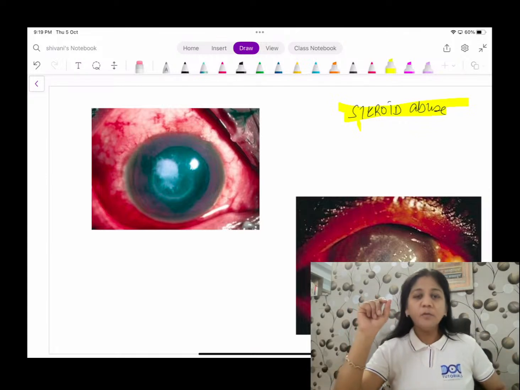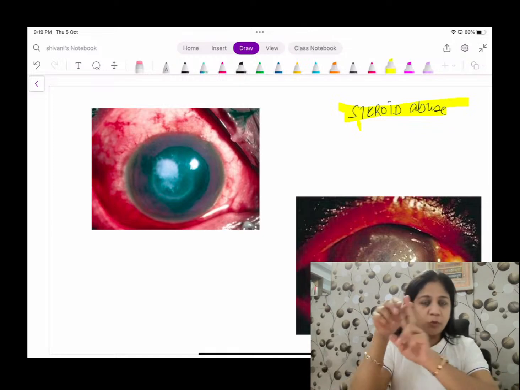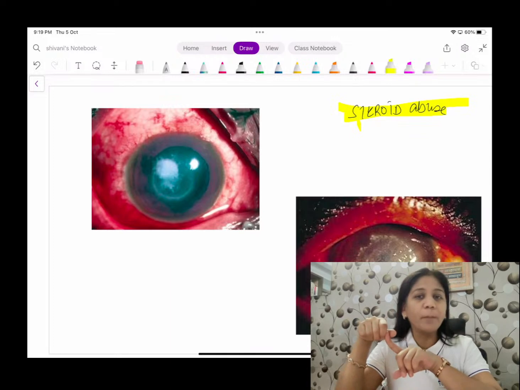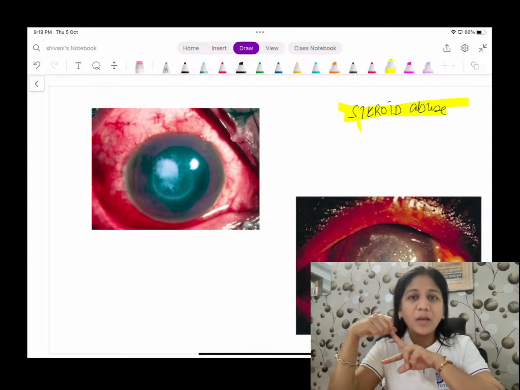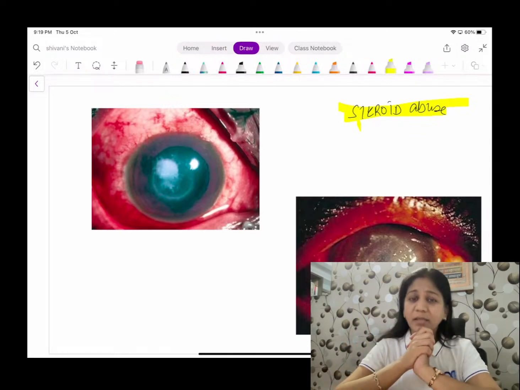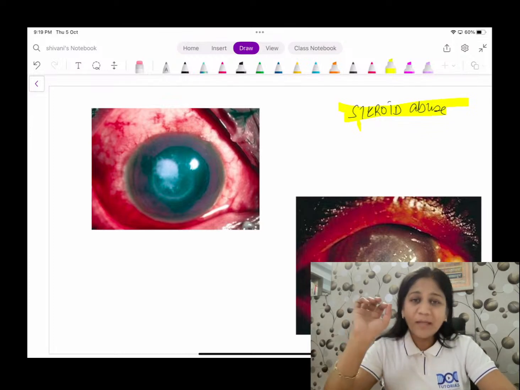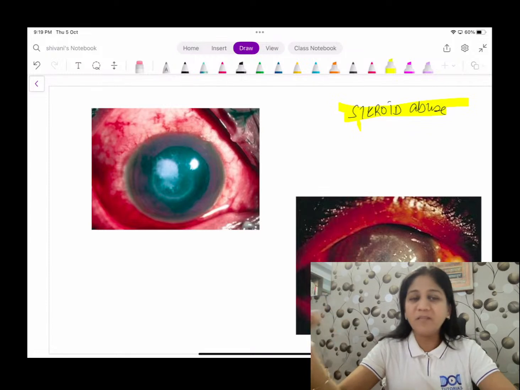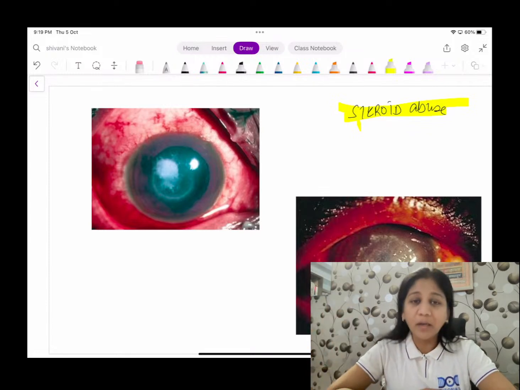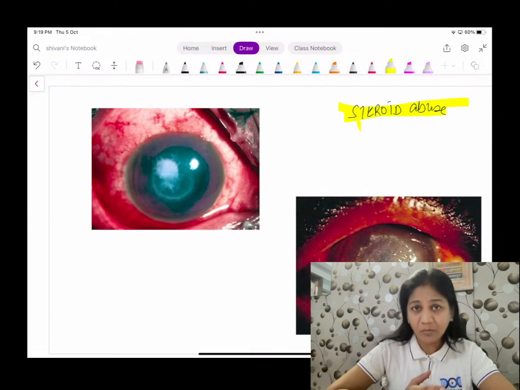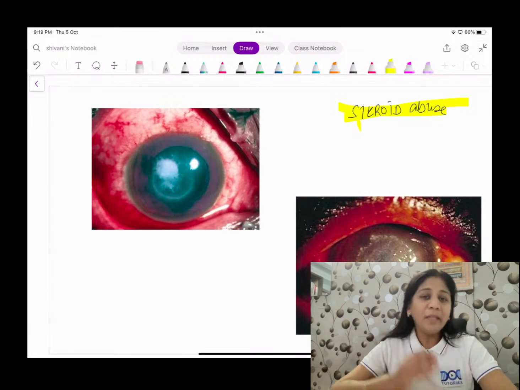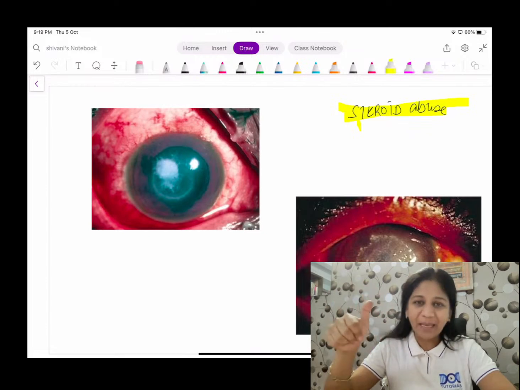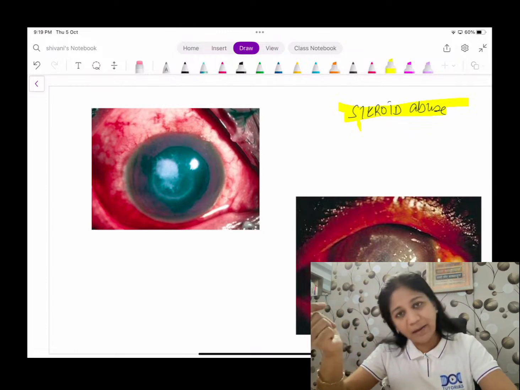So I was telling you that there are two histories in fungal ulcers. The first one is history of trauma by vegetative material. The second one is history of steroid abuse, right? Now, usually it is seen in farmers, isn't it? Because they can have a trauma by vegetative material while they are working in the farms, in the fields. So when they come to us, we see that there is a PVR. What is PVR? Painful decrease in vision with a red eye.